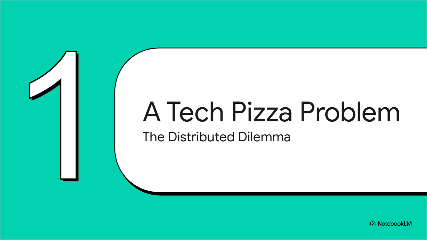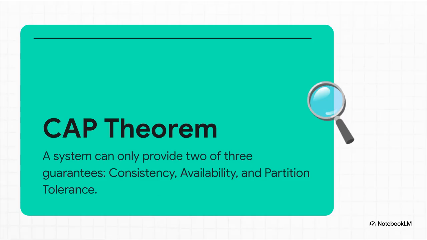Well, it all comes down to a fundamental rule for any system that's spread out across multiple locations, whether that's pizza shops or massive data centers. And this rule is called the CAP theorem. This idea comes from a computer scientist named Eric Brewer way back in 2000, and it's basically an unbreakable law for any distributed system. Now I know, consistency, availability, partition tolerance, it sounds like a real mouthful, but stick with me because our pizza chain is going to make all of this crystal clear.